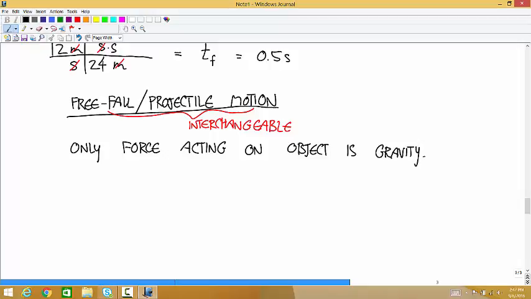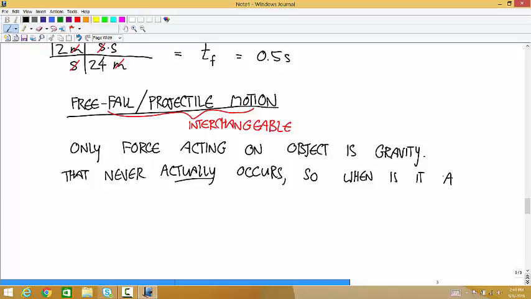So how often does that happen, that the only force acting is gravity? Well, never, on Earth, never. And so we're going to use this a lot. So it's important to remember that this is an approximation, and the question is, how good an approximation is it for the event that we're dealing with? So that never actually occurs. So when is it a reasonable approximation?